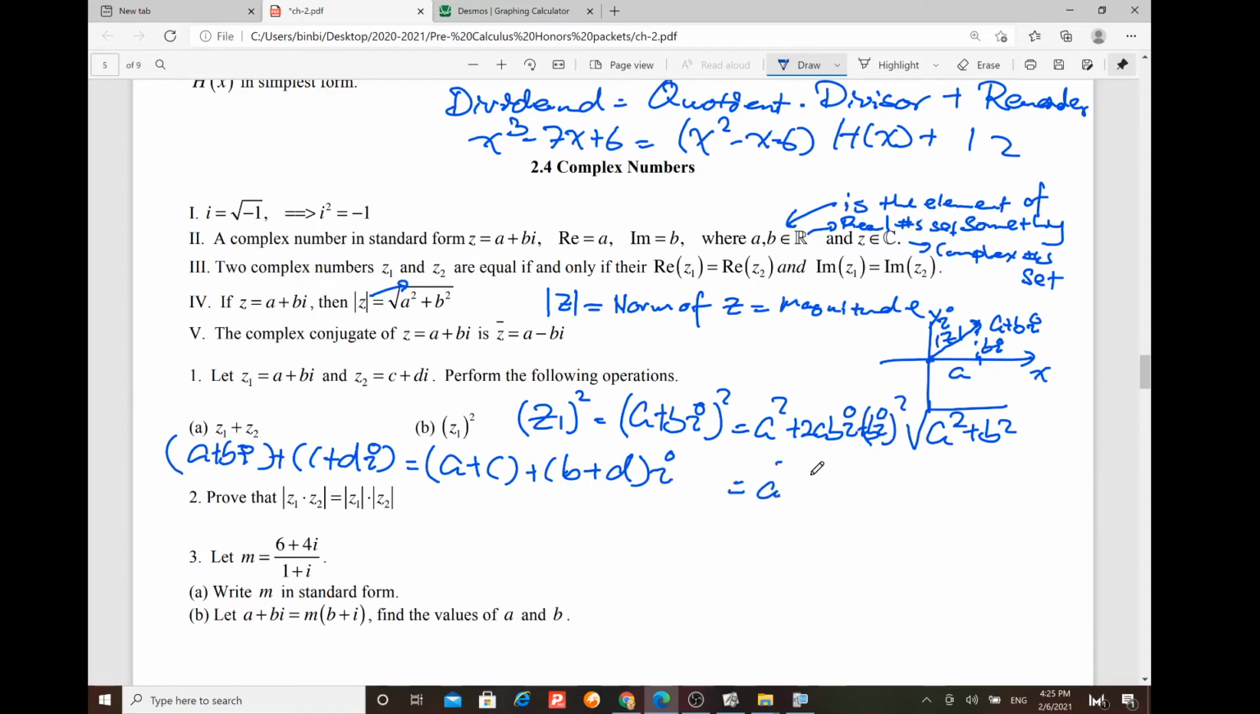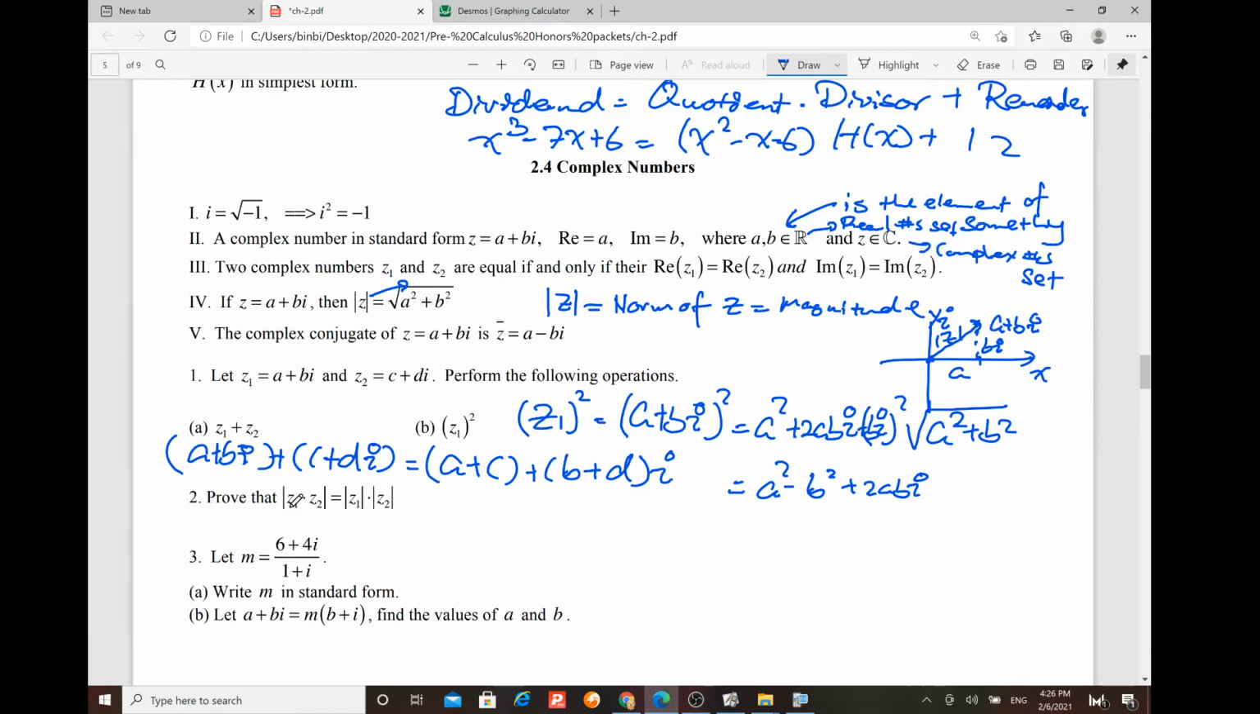So we do have a squared. i squared is negative 1, so b squared becomes negative b squared. So we get a squared minus b squared, and then plus 2abi. That's the real part and the imaginary part.